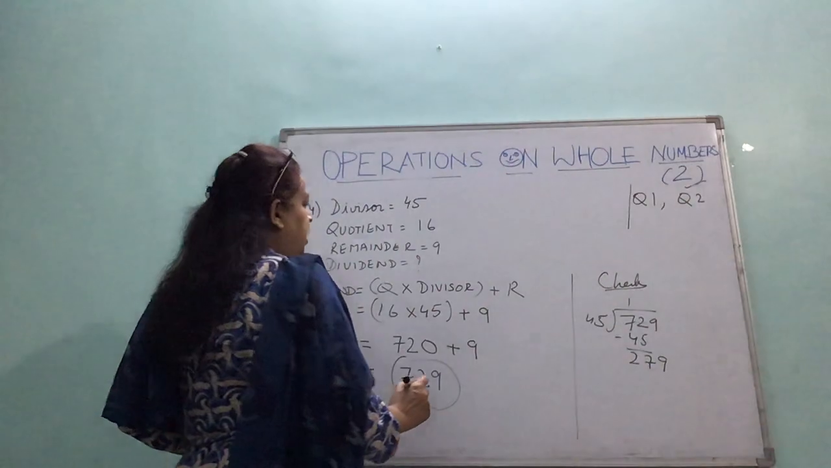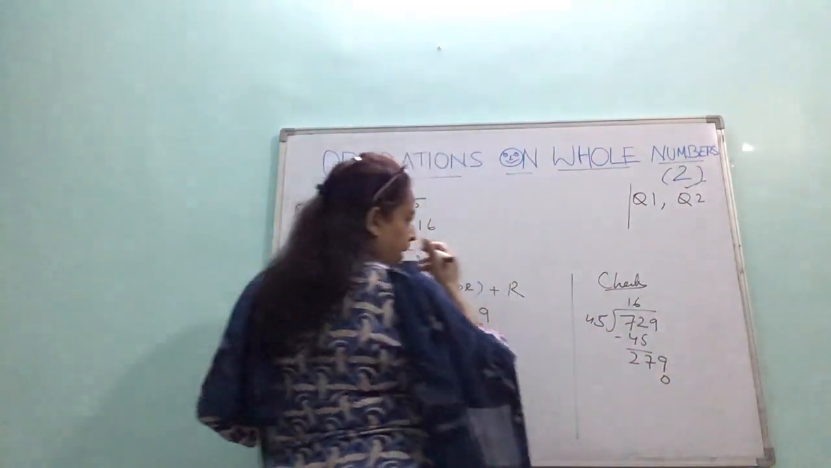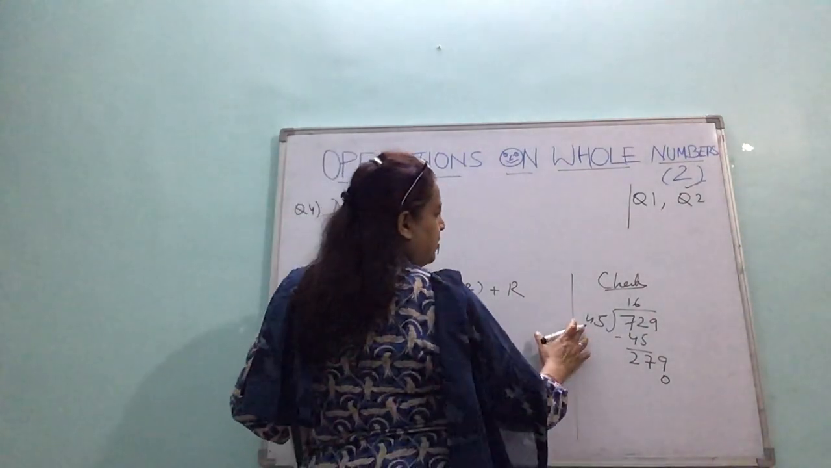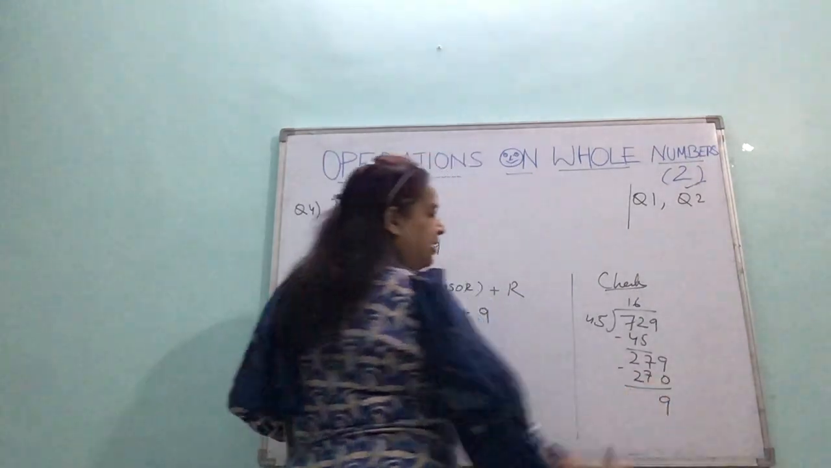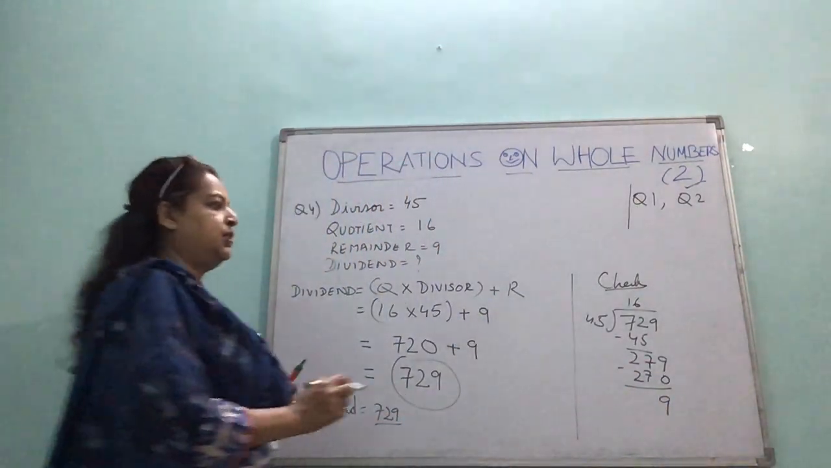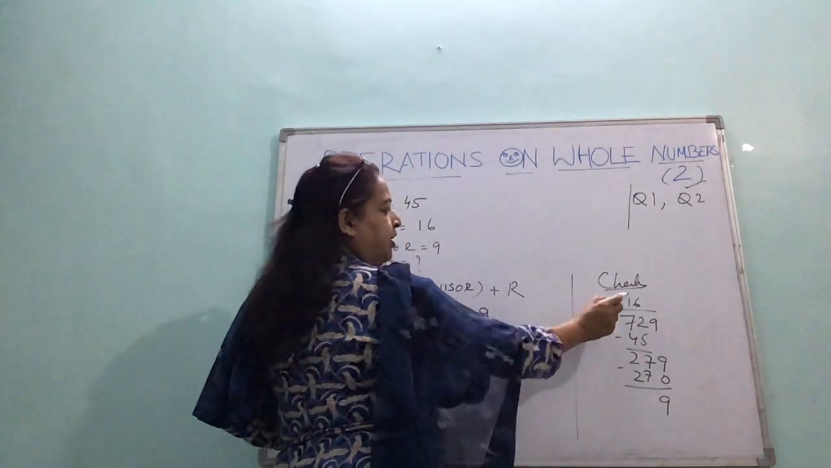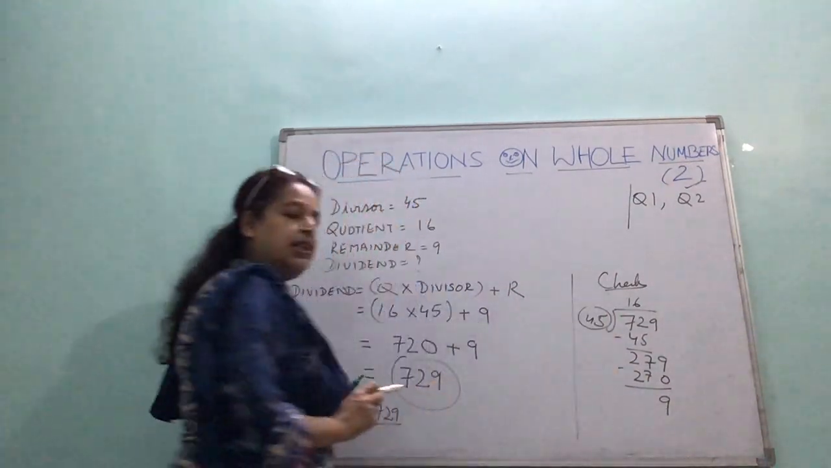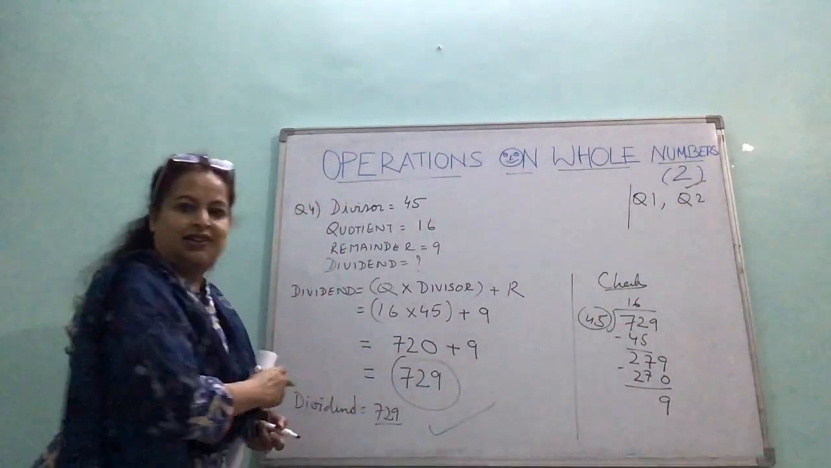Now 49 into 6, 30, and 6 for the 24, 270. What is the remainder? 9. That means it is true that if 729 is divided by 45, 16 is the quotient and 9 is the remainder, we know that our work is correct.